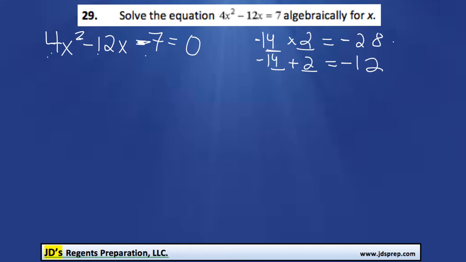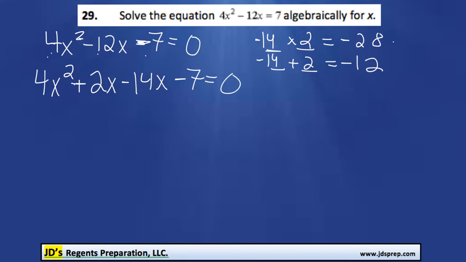Yeah, that works. And what we're going to do with those two numbers is rewrite our middle term. Instead of it being minus 12x, we're going to write, well actually, let's write the plus 2 first. We'll do plus 2x minus 14x, and that minus 7 will still be there. Now with that done, we can split this into two halves and factor both sides individually.